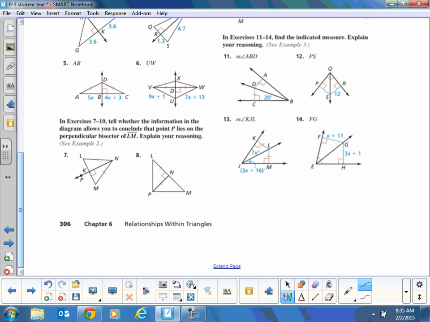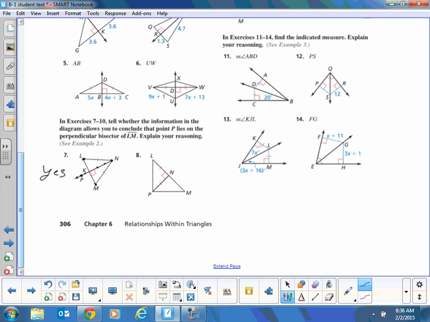Okay, I want to know if P is on the perpendicular bisector of LM. Then all points that are on that perpendicular bisector are equal distance to the endpoints of that segment, LM. And they are equal distance from the endpoints, and it is perpendicular. So P, yes, is on the perpendicular bisector.